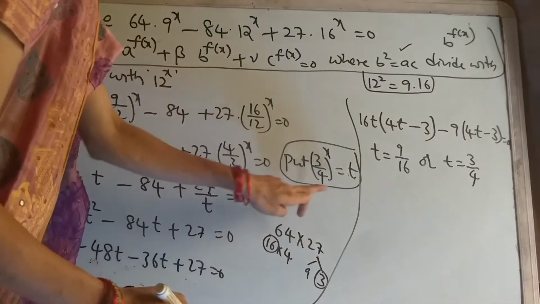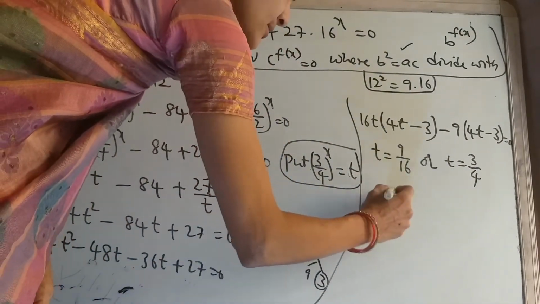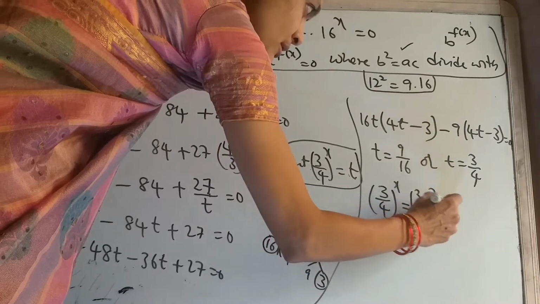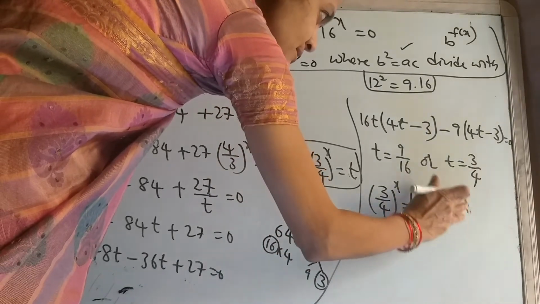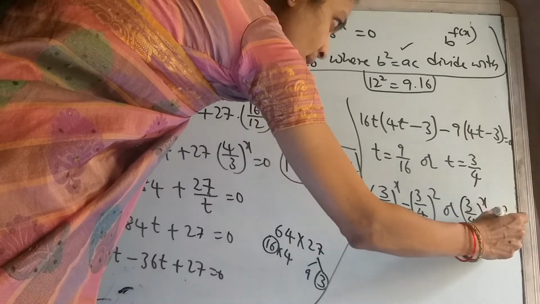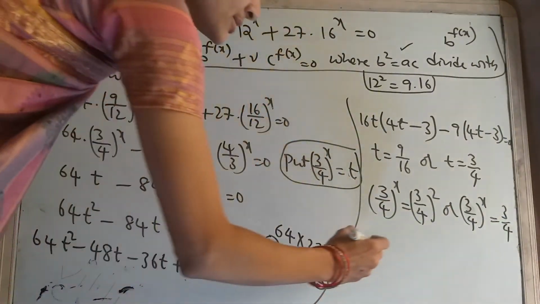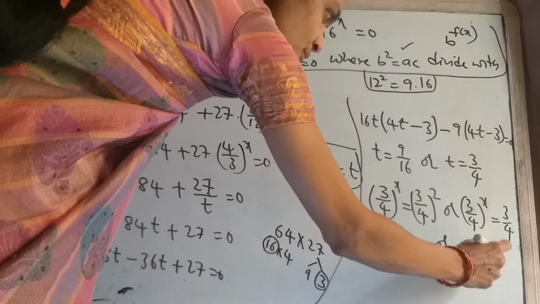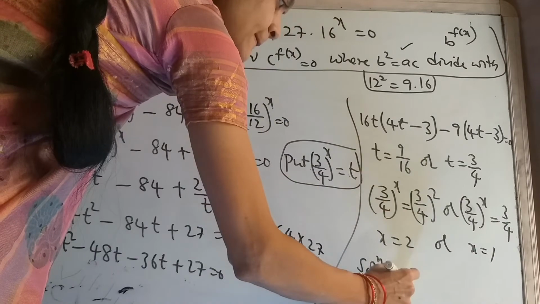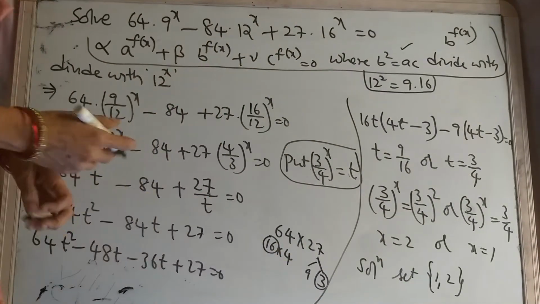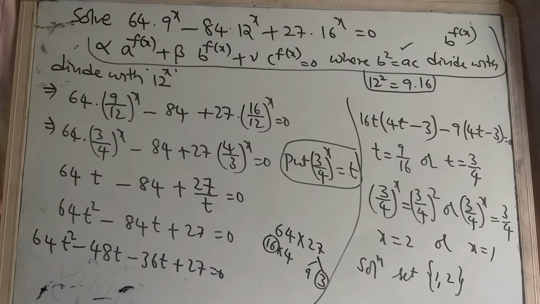But our t is (3 by 4) whole power x. So (3 by 4) whole power x equal to (3 by 4) whole square, or (3 by 4) whole power x equal to 3 by 4. So when comparing this, you get x equal to 2 or x equal to 1. Then the solution set is 1 comma 2. So like that you have to solve this question.